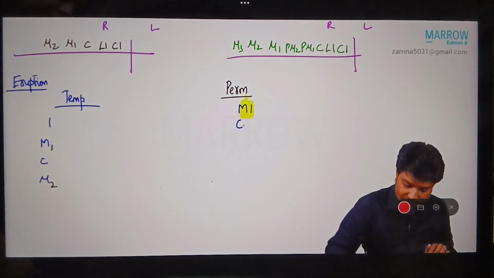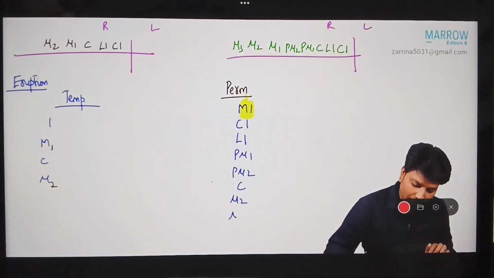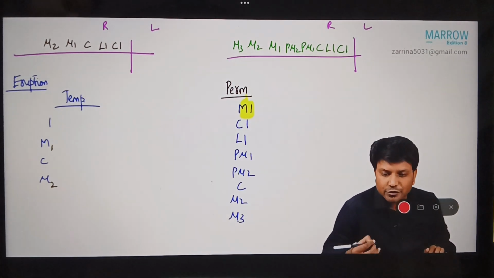After molar 1, we have central incisor, lateral incisor, premolar 1, premolar 2, canine, molar 2, and molar 3. Right? That is the sequence. This sequence is so very important.